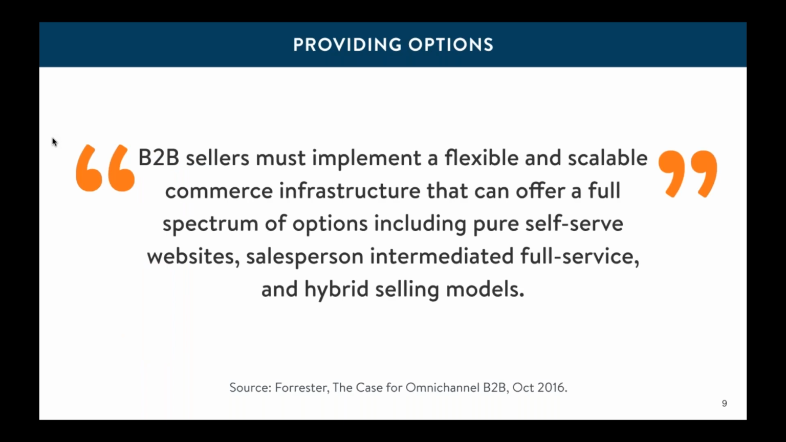There's this really great quote that came out of the report that describes the spirit behind omnichannel. It's really all about giving your customers options: a pure self-serve website for the times they want that, a salesperson for a full-service experience in between, and then offering a hybrid selling model. And I have to say, I was pretty excited when I read this quote, given how aligned it is with what Handshake is doing and how we're helping manufacturers and distributors with their go-to-market strategy.